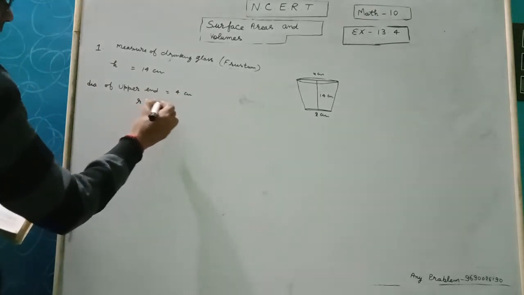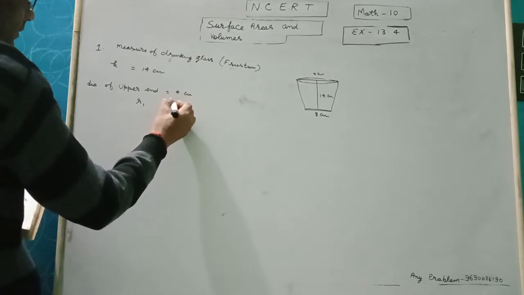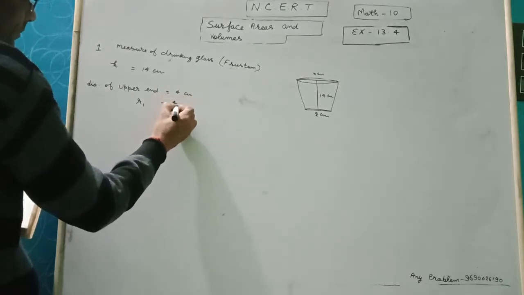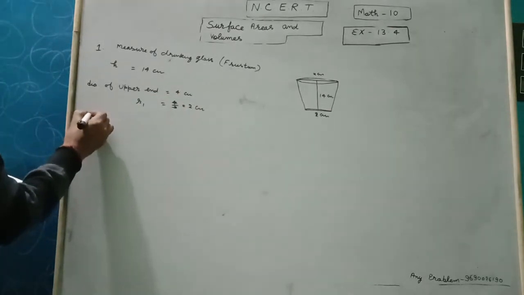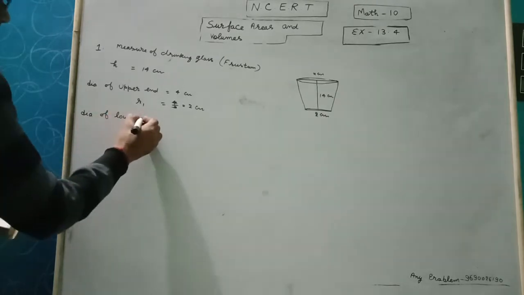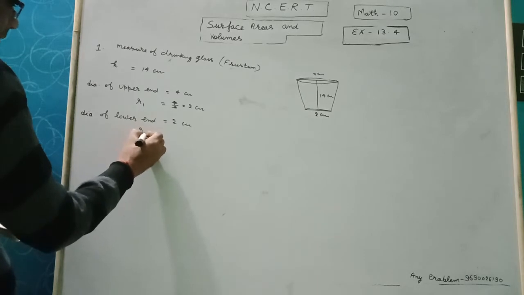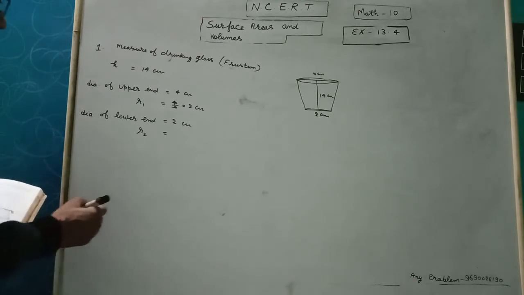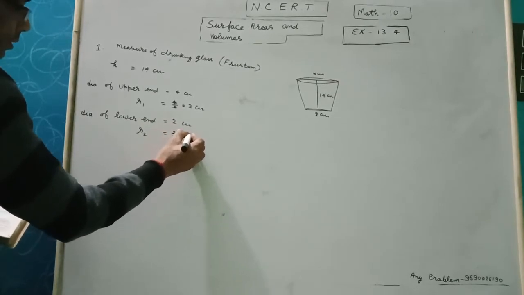Radius will be d naught by r1, the upper radius, 4 upon 2. 4 divided by 2 is 2 cm. The diameter of the lower end is 2 cm. Then the lower radius d naught by r2 is 2 upon 2, which is 1 cm.